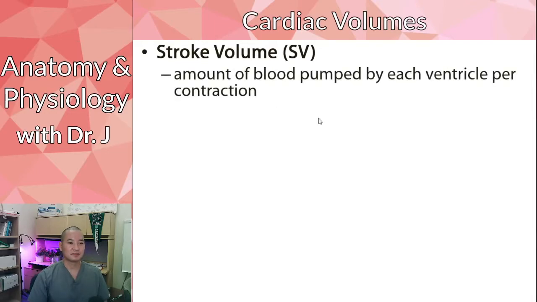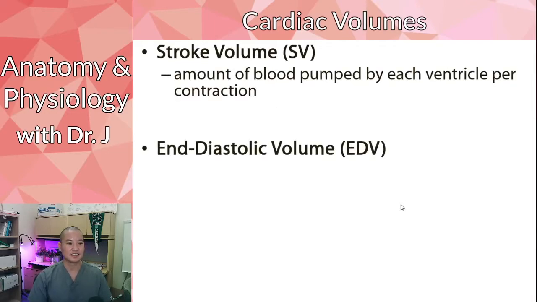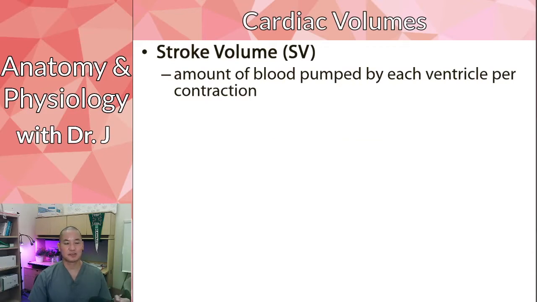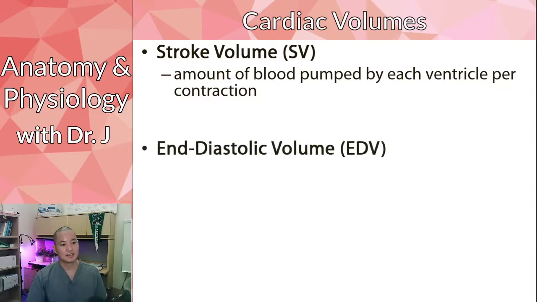So stroke volume, this is the amount of blood pumped by each ventricle per contraction. Let's talk about just cardiac volume. When your heart beats, basically how much blood is it squeezing out with every beat? That's what your stroke volume is. Or actually not your heart in general, just one ventricle. When a ventricle contracts, how much blood is being squirted out? That's your stroke volume.